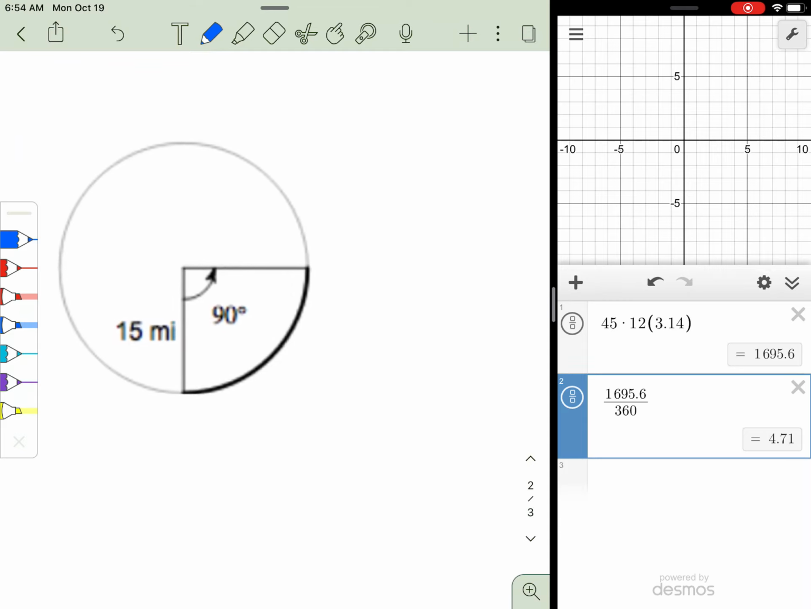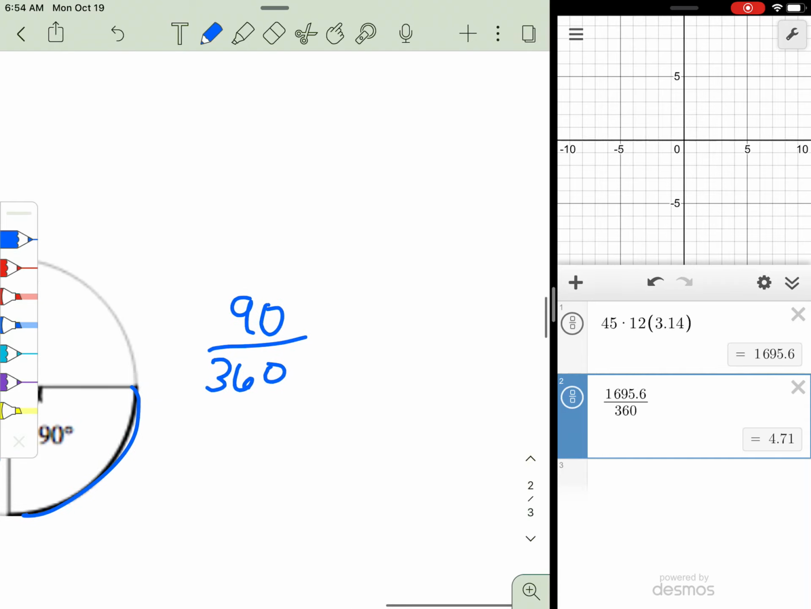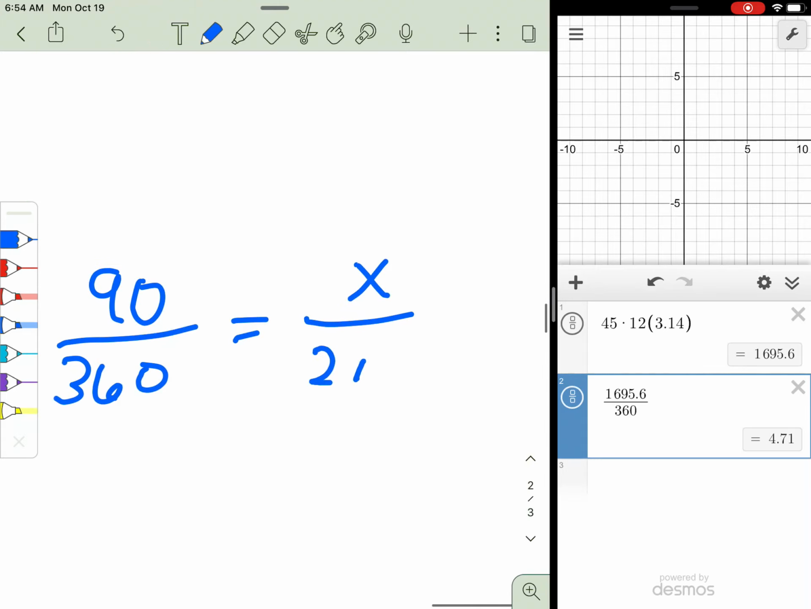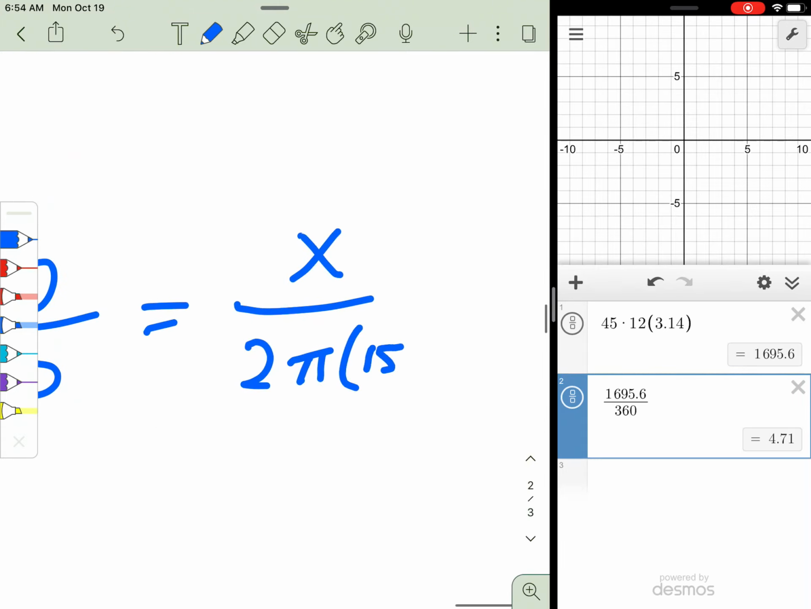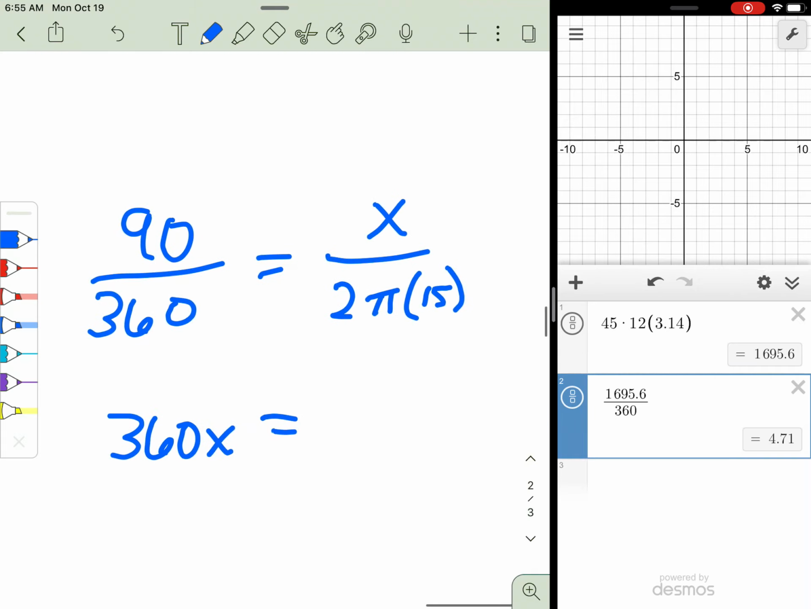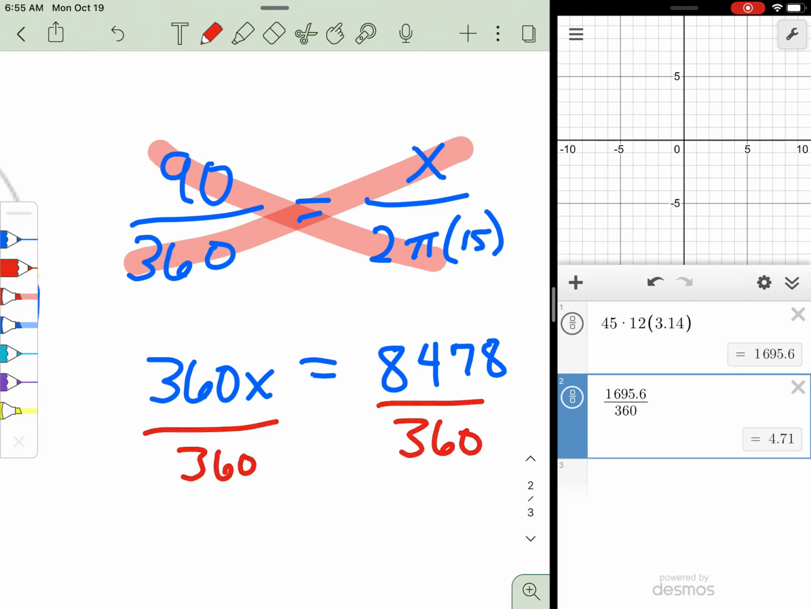Then the last one here, we got 90 over 360, because again, it's talking about this one. x over 2 times pi times the radius, which is 15, equals 360x. 30 times 90 times 3.14 is about 8,478. Again, we cross multiplied, so divide by 360. x is 23.55 miles.